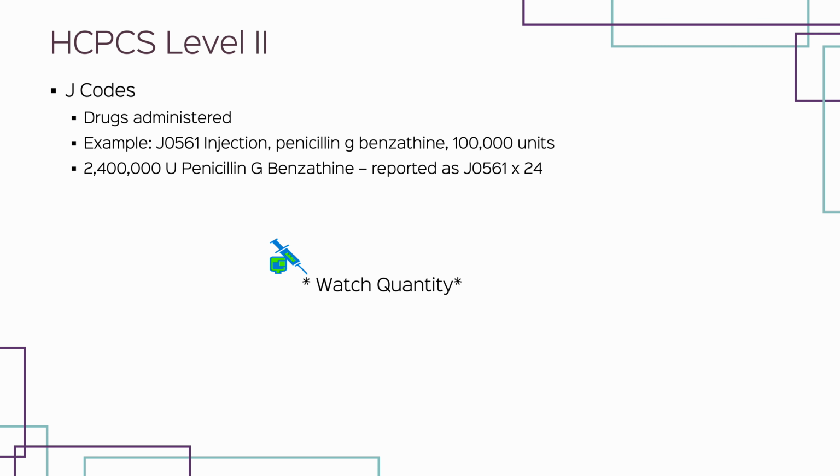This is an area where common mistakes are easy to make, especially when you're calculating the total number of the reporting units. Misreporting your drug quantities can lead to billing errors and even a loss of reimbursement, so accuracy is going to be key.